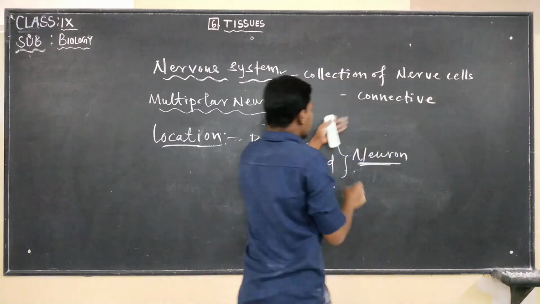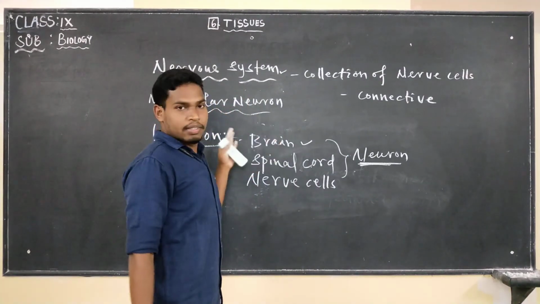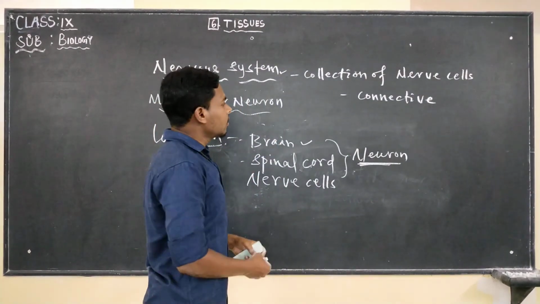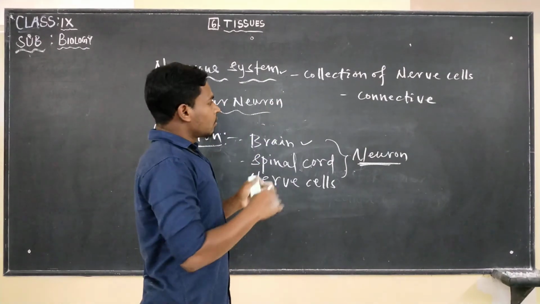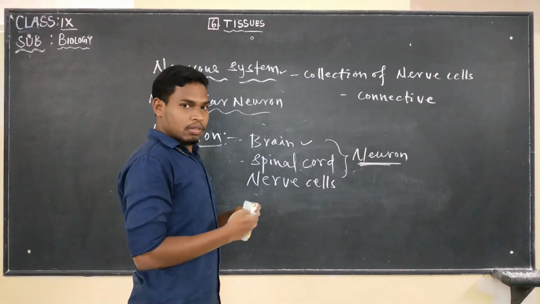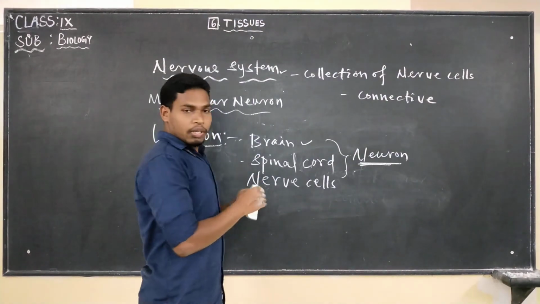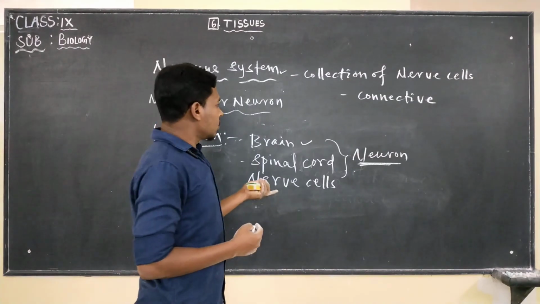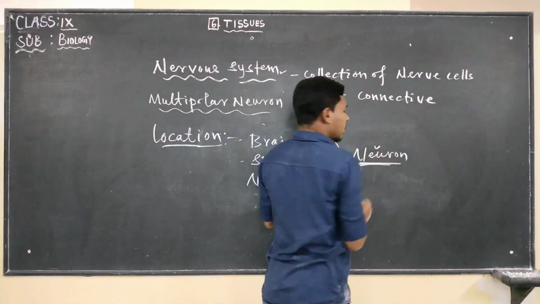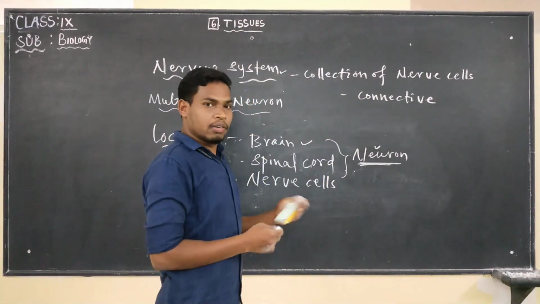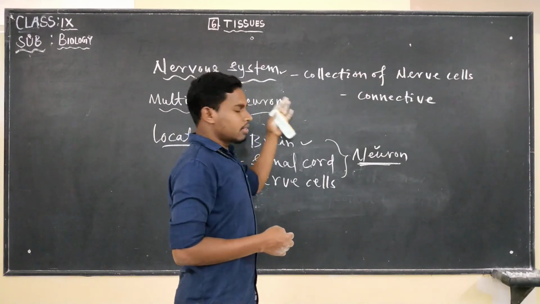And these nerve cells are specialized for conduction of impulses. And they help in what? They help in quick response to stimuli. Quick movements are done in response to stimuli. So nerve cells are the ones responsible for the movement of an organism. Quick responses are done because of these nerve cells, neurons.